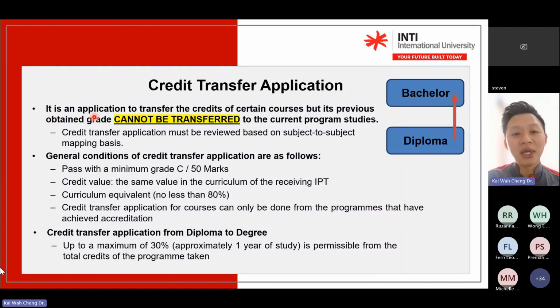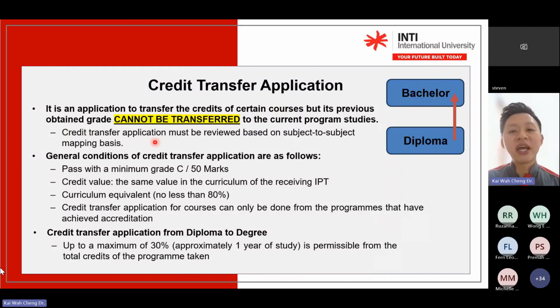Now let's look at bullet point number 1. It is an application to transfer the credits of certain courses, but its previously obtained grade cannot be transferred to the current program of study, which means if you want to apply for the credit transfer, you can only transfer the credit hour to the Bachelor of Business program only, but not your previously obtained grade.